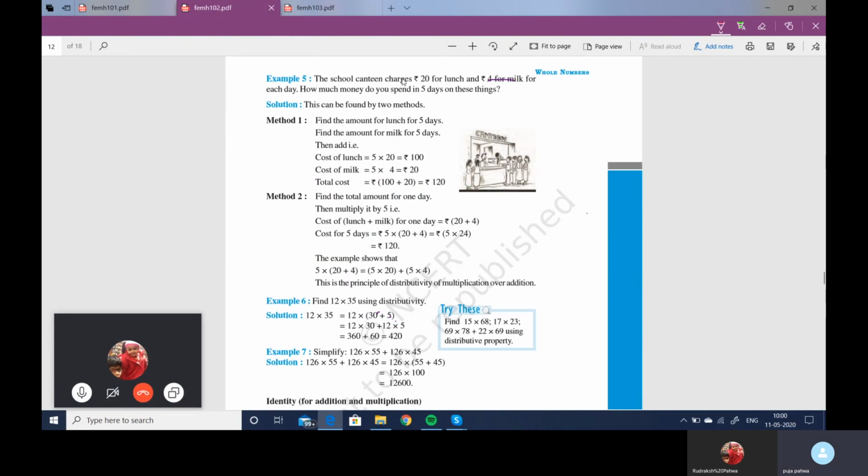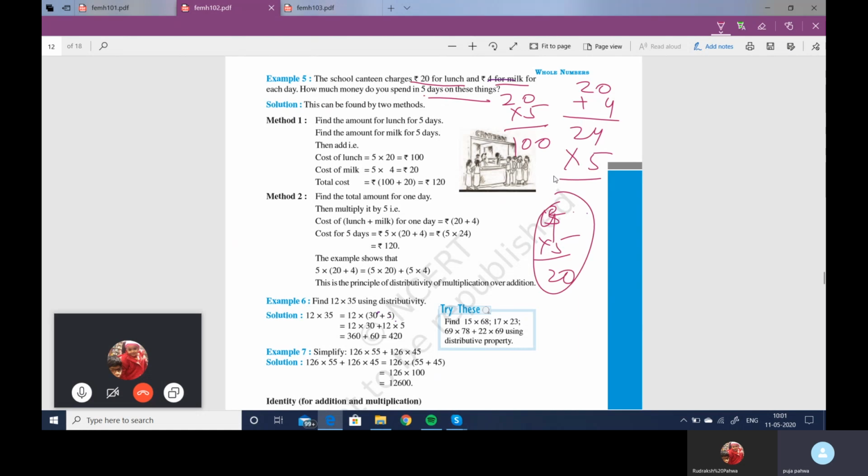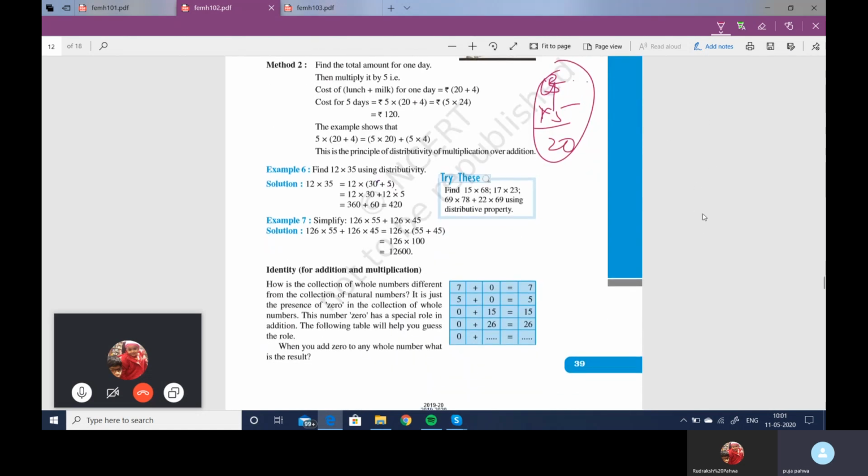Like that, in multiplication also. The cost of canteen charges is 20 for a lunch and 4 for a milk. How much in 5 days? Lunch is costing 20 rupees and milk is costing 4 rupees. You can add both of these and multiply by 5 for 5 days, or you can do 20 into 5, the answer is 100, and 4 into 5, the answer is 20. So you can add 100 and 20. Both ways you can do.